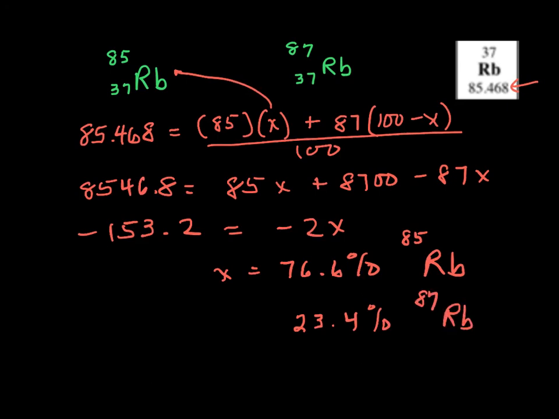So we can take the masses and percentages and find the atomic mass, or we can take the atomic mass and the masses and find the missing percentages. This really only works if you have 2 isotopes, though.